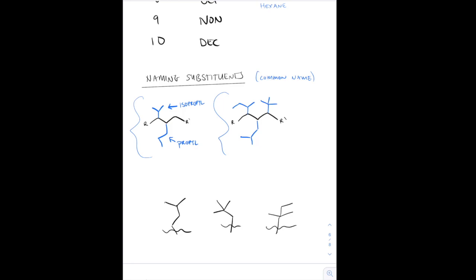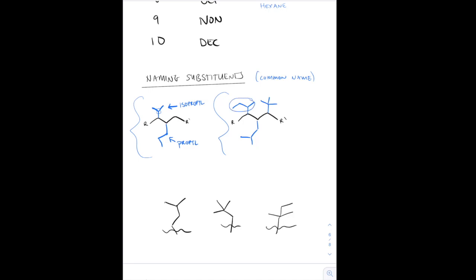Notice the bond connectivity is different. Here we are bound to this second carbon, or this secondary carbon, and we have a group coming off to the left and the right. Whereas the propyl group is bound to that terminal carbon, and it's just a straight chain coming right off. Okay.